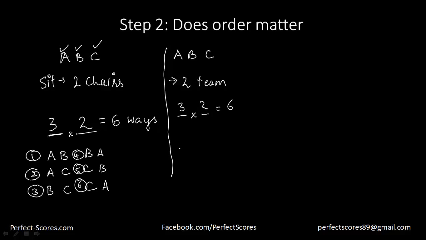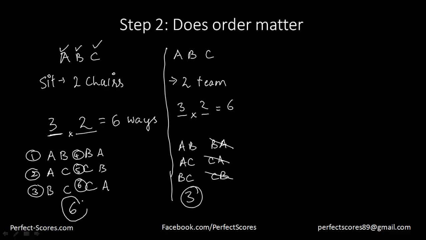But ask yourself one thing. Is AB and BA the same thing? Yes, it's the same team. That means I need to choose one of that. Is AC and CA the same team? Yes, it is. Is BC and CB the same team? Yes, it is. That means when I actually choose a team, I only have 3 teams to be chosen, not 6 teams. But when I make them sit on chairs, I actually have 6 ways to do that.